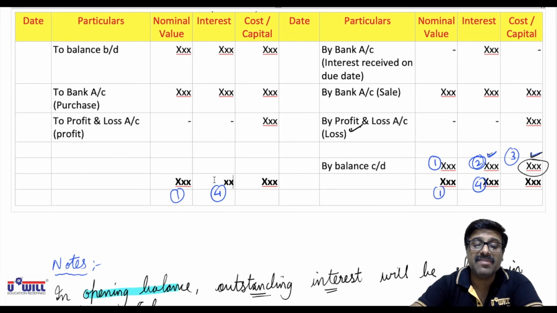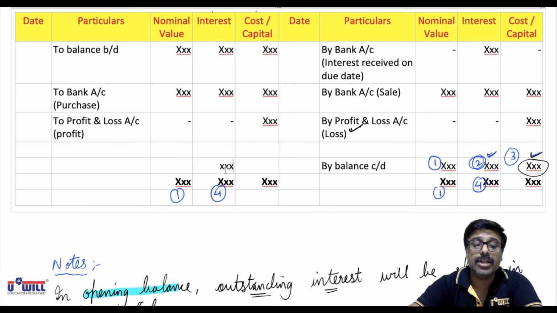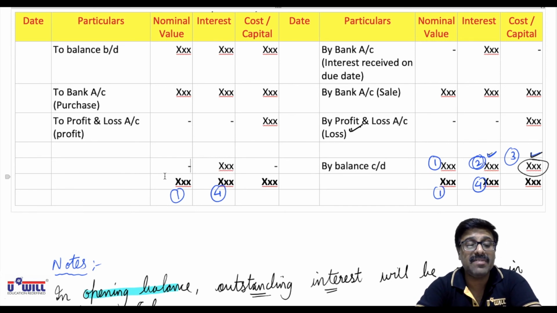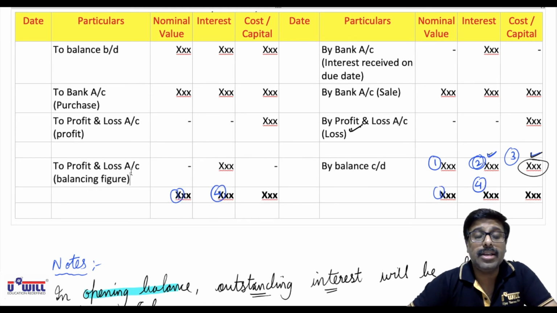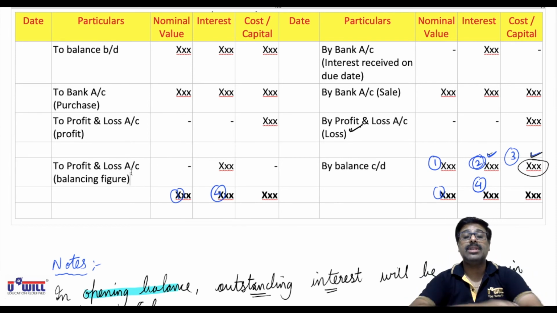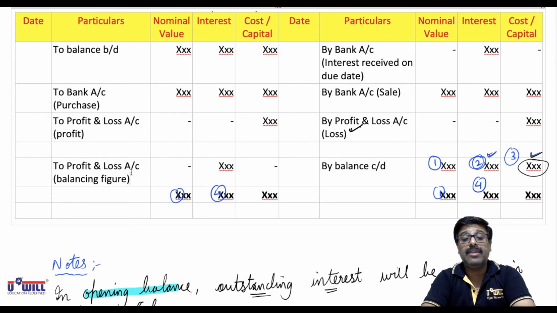And the balancing figure remaining on debit side would be transferred to profit and loss account. That is a closing entry of interest. Interest at the end of the year is closed and transferred to P&L account. So for that we pass the entry, interest account debit to close, and reverse it, and we transfer it to profit and loss account.